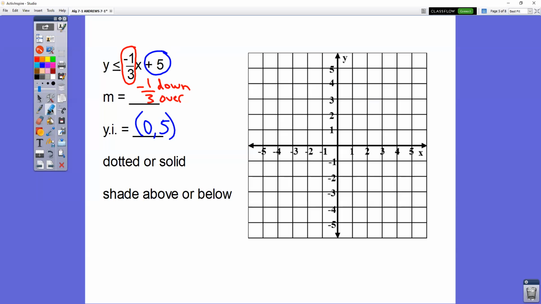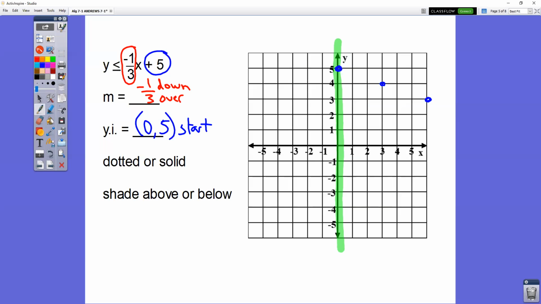Remember, that first dot is always somewhere on your y-axis. So 0, comma 5 is right here, over 0 up to 5. This is where we start. Starting there, you're going to go down 1 over 3 and put a dot. Down 1 over 3, put a dot. Remember, we always go over to the right.